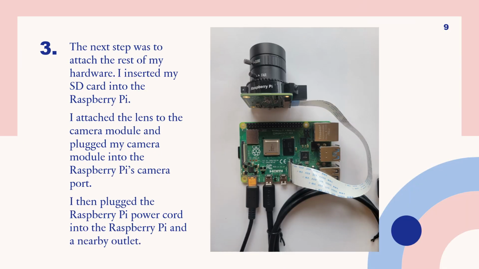The next step was to connect all my hardware. As you can see in the picture here, I put my lens onto the Raspberry Pi HQ camera and attached that to my Raspberry Pi. I have my SD card inserted on the bottom side of this Raspberry Pi here in the picture, and then I have the power cord and the HDMI cord plugged in.